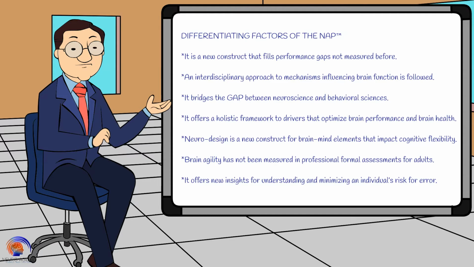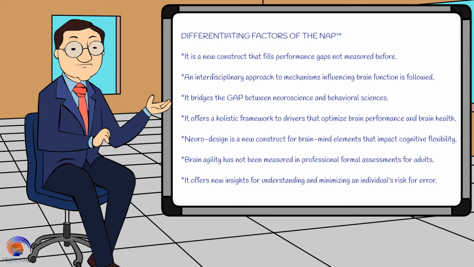It is a new construct that fills performance gaps that were not sufficiently addressed before. An interdisciplinary approach to mechanisms influencing brain function is followed. It offers a holistic framework for drivers that optimize brain performance and brain health, which is the most comprehensive indication of your overall levels of brain fitness. It also offers a framework for the brain-mind elements that impact your mental blueprint for thinking, learning, and processing information, referred to as your neurological design. Neurodesign is a new construct for brain-mind elements that impact your mental flexibility.